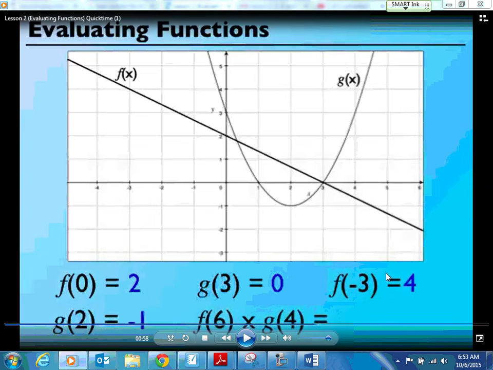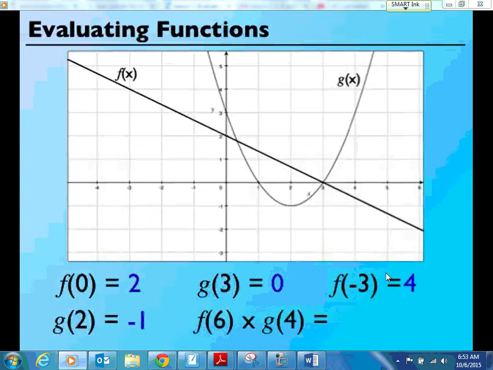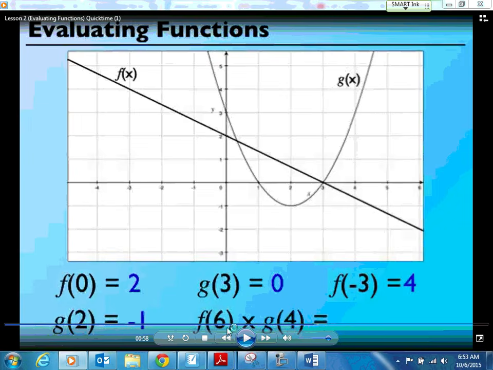Now another example, I told you we're going to be adding and subtracting, multiplying and dividing. f of 6 times g of 4. So we've got to figure out both of those values first. Here's how we're going to figure out f of 6.